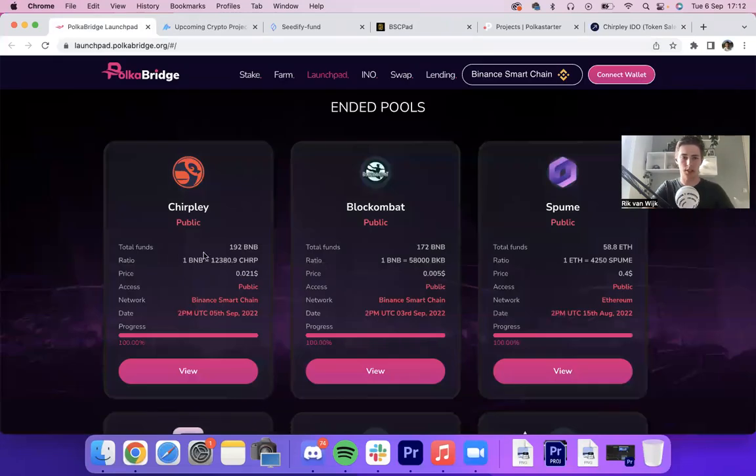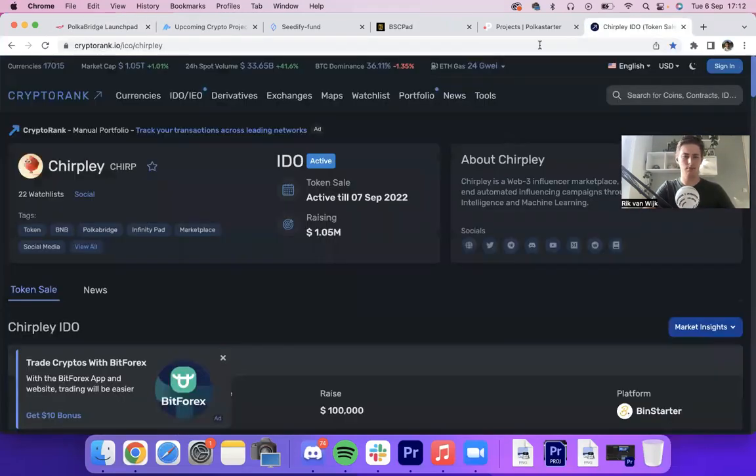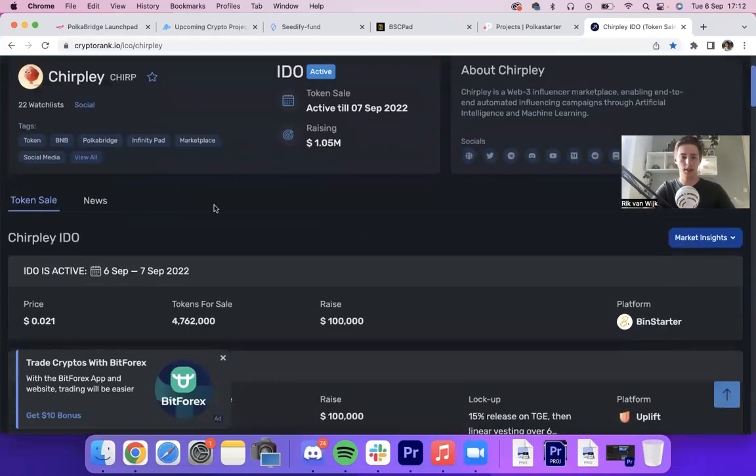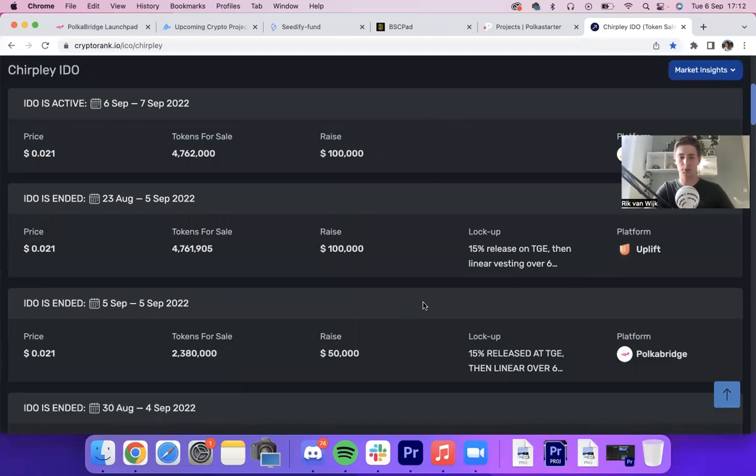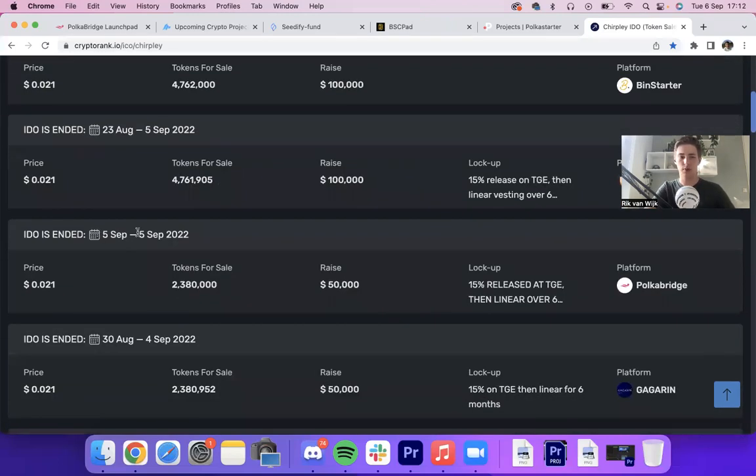Let me just make sure that it is actually Chirply. Yeah, Chirply, there we go. Bit of a different logo over there. Look at that. Okay. I was expecting this logo, but okay, sure, Chirply, right? So the token sale has been done, right? We don't have a TGE yet, so we can't really view how the project performed. But we do know that on 5th of September, the Chirply token has been sold over on PokerBridge.